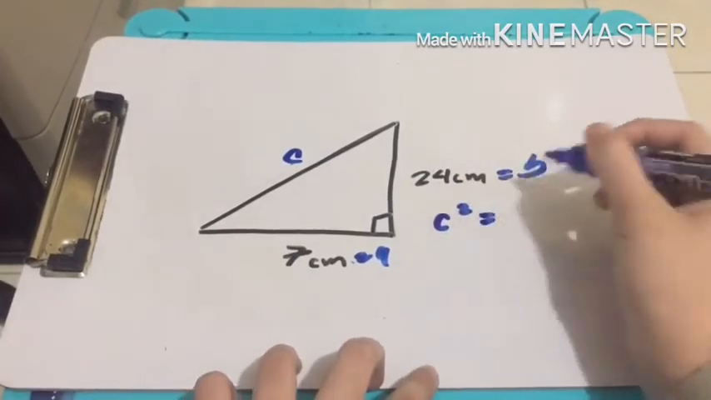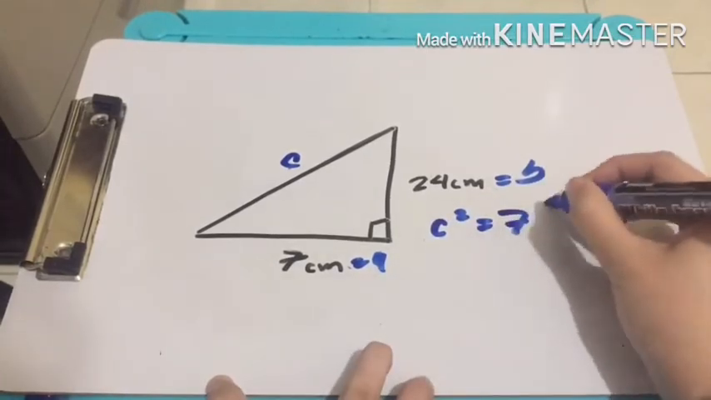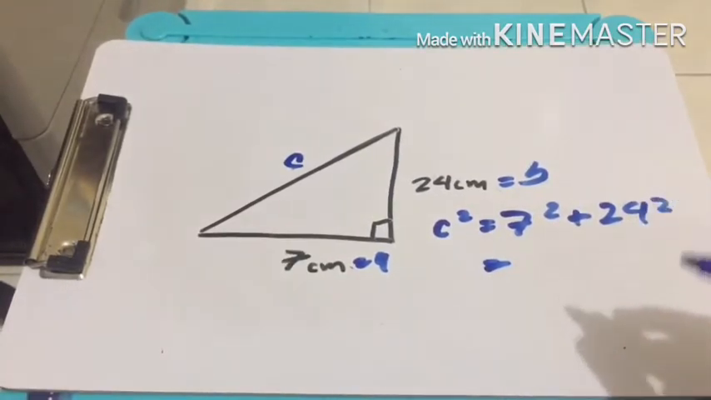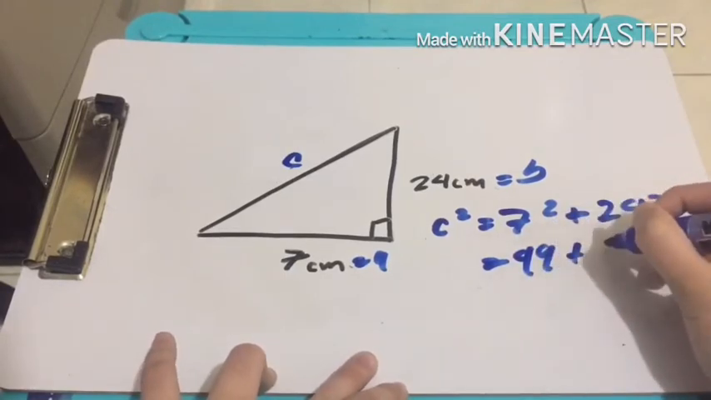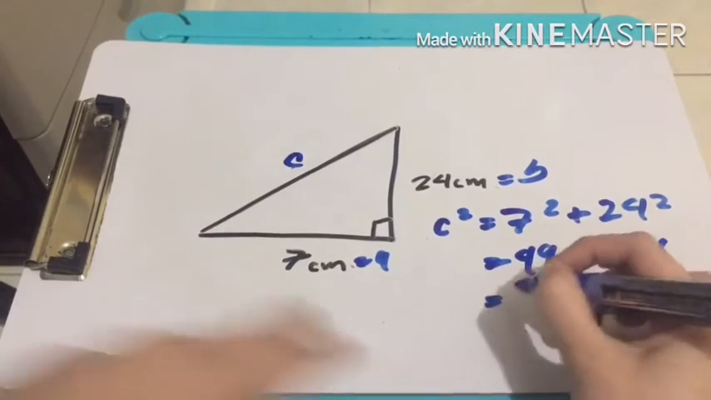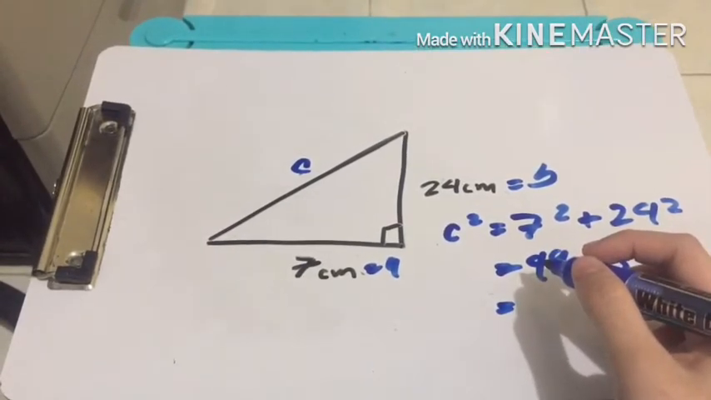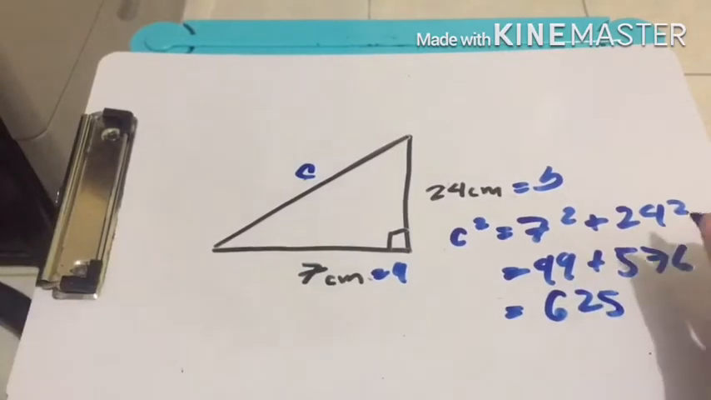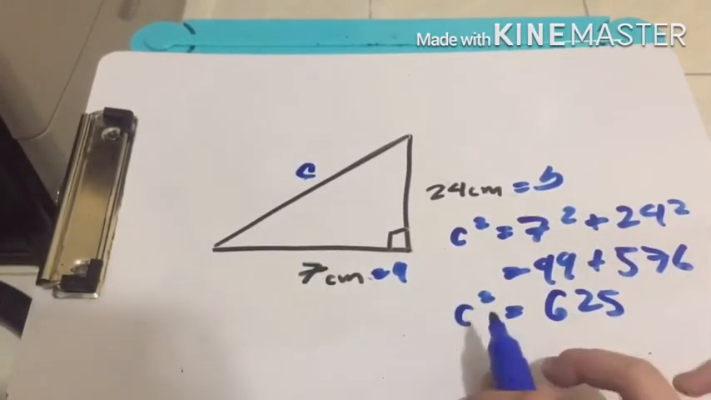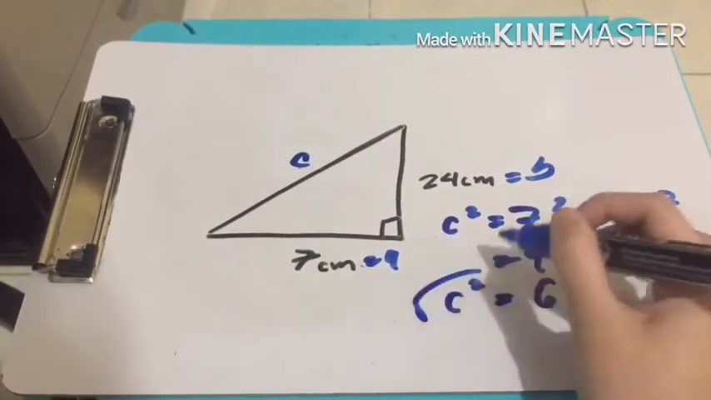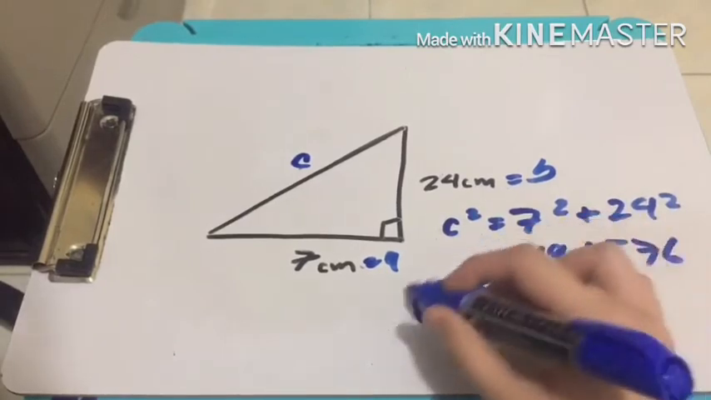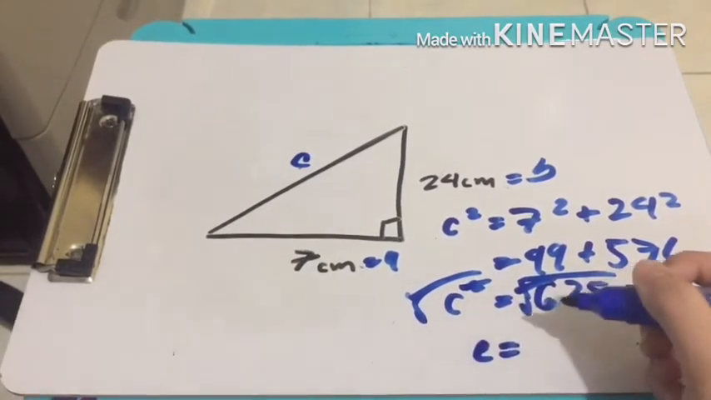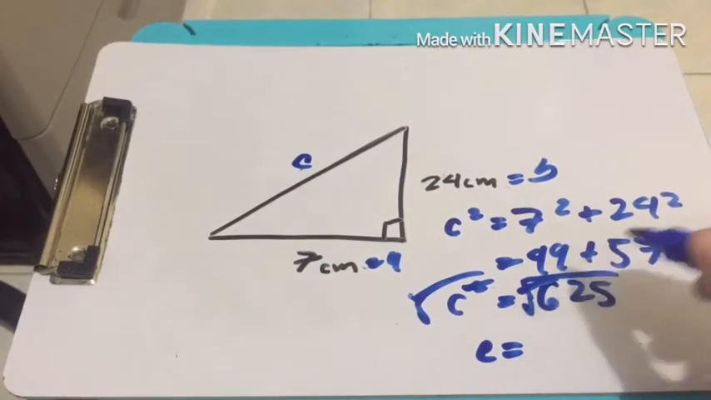So let's write c squared here, and then our a, which is 7, so we'll write 7 squared there, and then our b, 24 squared. Now the values of these two are 49 plus 576. Now adding these two together, we get 625. Now we can't leave our c as c squared now, can we? So we'll have to get the square root of both sides, so we'll cancel the 2 there and get the square root of 625. So our c is now equal to 25.